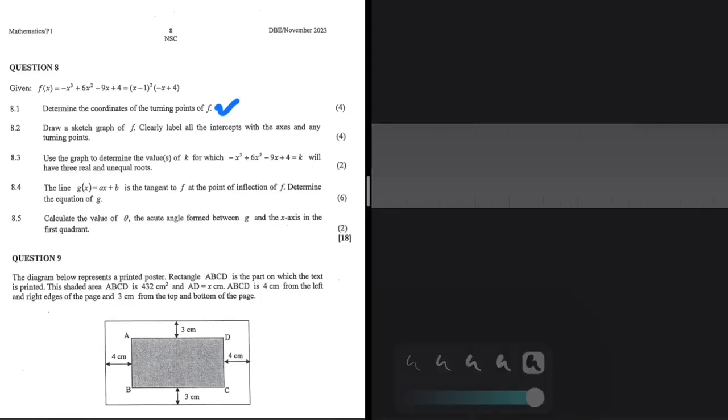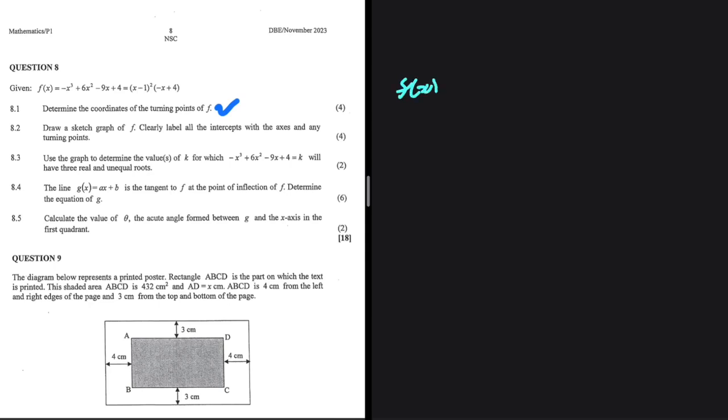Determine the coordinates of the turning points of f. Okay, so we have f of x, which is equal to minus x to the power 3 plus 6x squared minus 9x plus 4. In order to find the coordinates of the turning points, we need to derivate and equate to 0. That is because the gradient at the turning point is equal to 0. So if we derivate f of x and equate to 0, then we're going to find the x values at the turning points, substitute them into f of x, and find the corresponding y value.